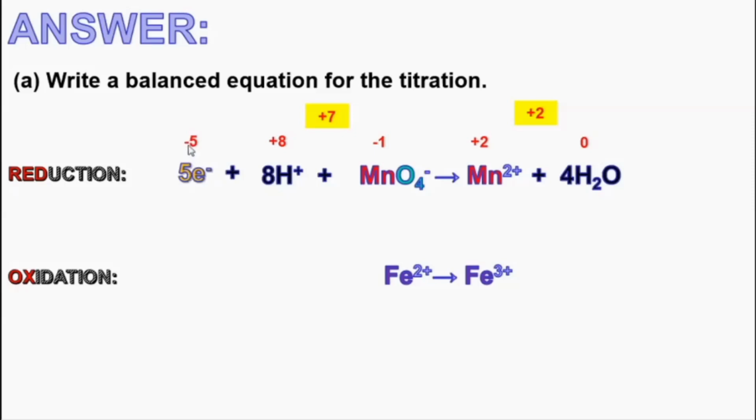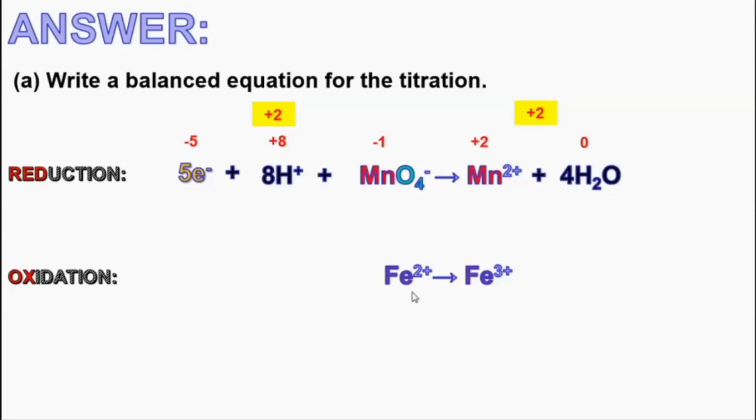Therefore, negative 5 plus 8 plus minus 1, so we no longer get plus 7. It should be plus 2. See? On the left side is plus 2, and on the right side also plus 2. So the charges on both sides of this first half equation are balanced. Alright, good. Let's move on to the second half equation.